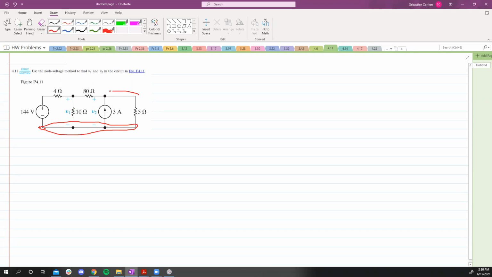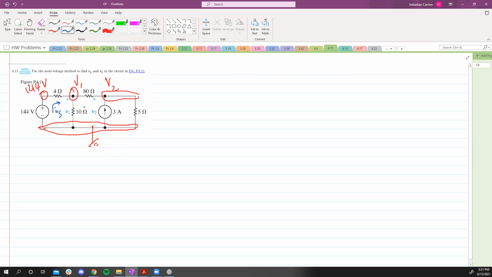If I were to make the ground node here, then V2 would be 0 minus, call this V1. That would be your V2. The way this problem is set up is kind of just for you to call this bottom node ground, this node V2, this node V1, and this node 44 volts.